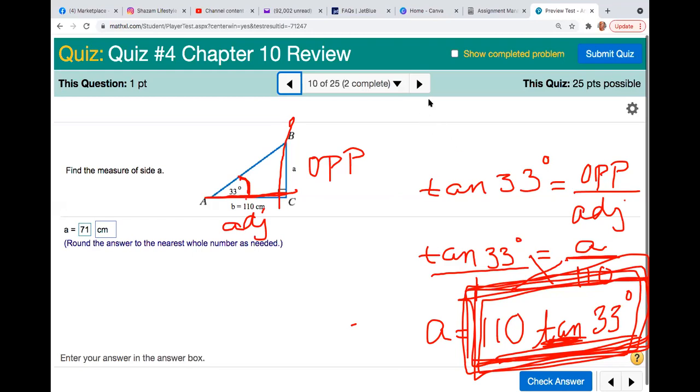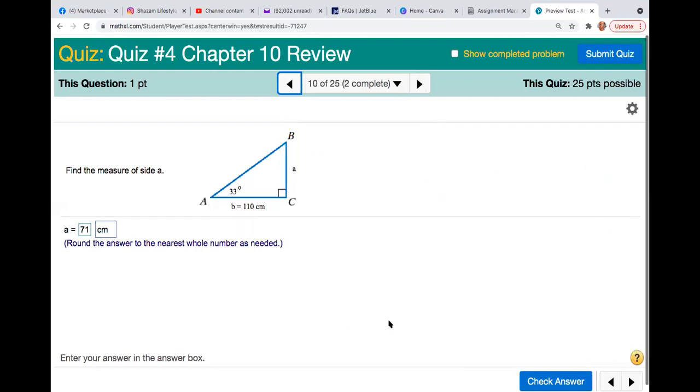No, you don't put the centimeter after it. You've got to put the units. Yeah. All right, thank you. All right, guys.